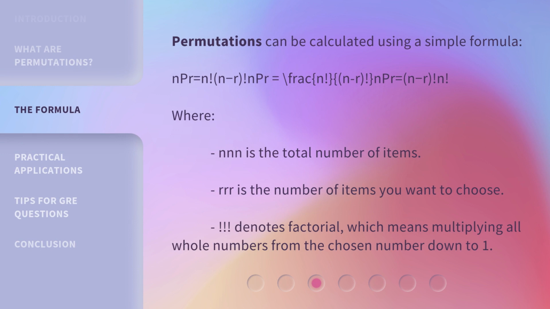Permutations can be calculated using a simple formula. nPr equals n factorial divided by (n minus r) factorial. Where n is the total number of items, and r is the number of items you want to choose. The exclamation mark denotes factorial, which means multiplying all whole numbers from the chosen number down to one.